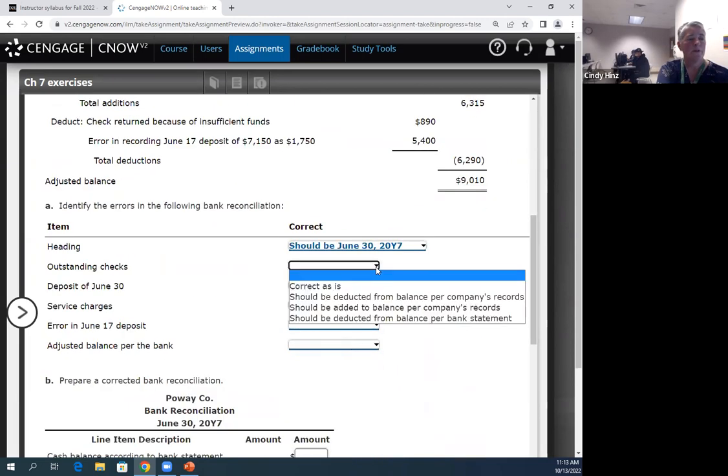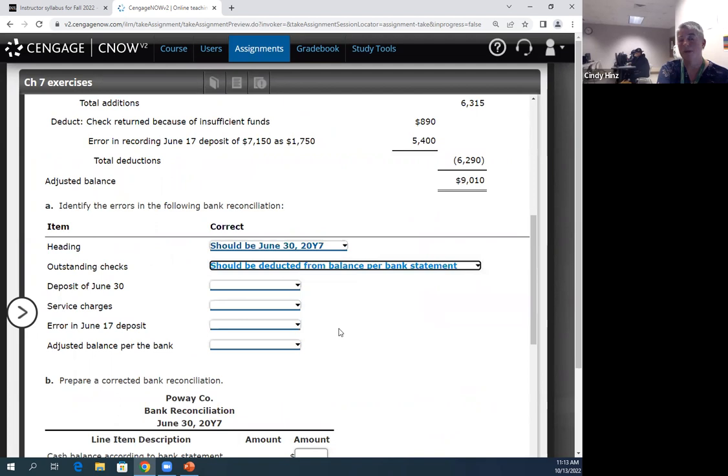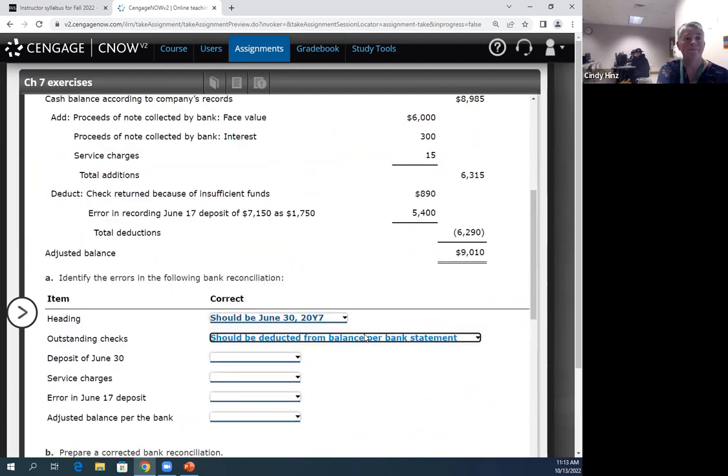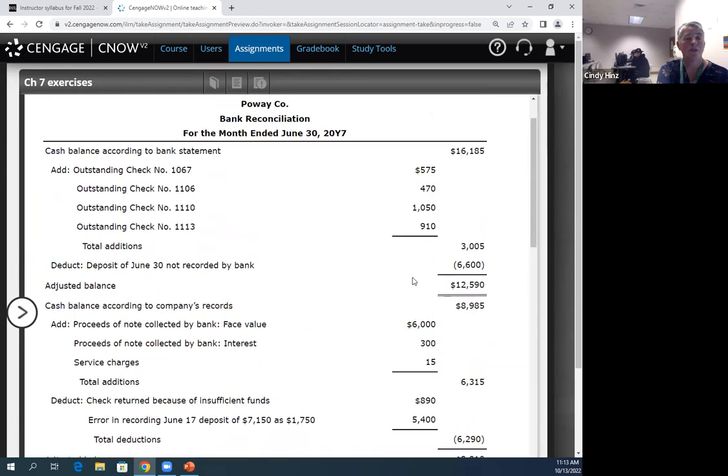So for the second one, they should be deducted from the balance per bank statement, not added. They're still included in this balance, but we've already written those checks, they just haven't cashed.